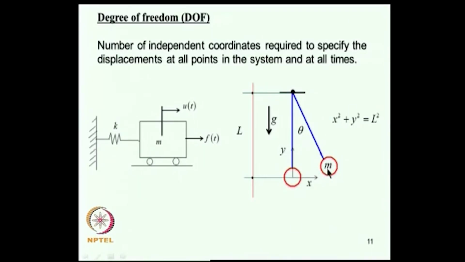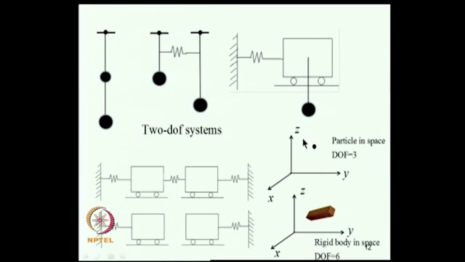So, I can specify the x and y coordinates of this mass, but if the length of the string does not change, then the x and y coordinates of the pendulum are constrained by this equation: x square plus y square equal to L square. Therefore, the number of independent coordinates is 1. Therefore, this is also a single degree of freedom system.